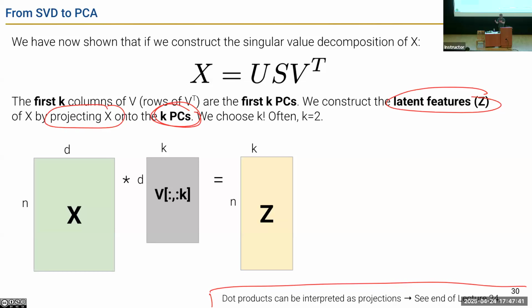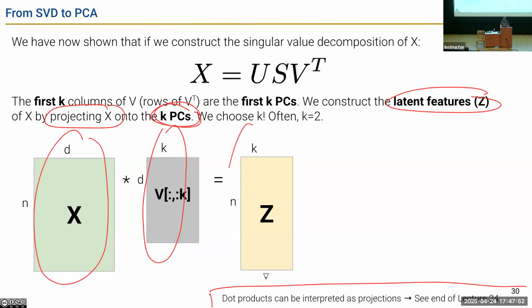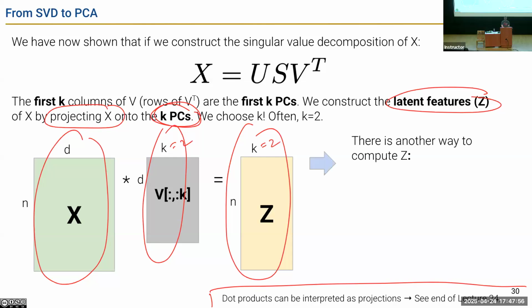Let's say we want two. Very often we want two principal components because plots are two-dimensional. So we're grabbing the first two columns of V, multiplying by X, and that's giving us our two-column Z matrix. That's all we just did.